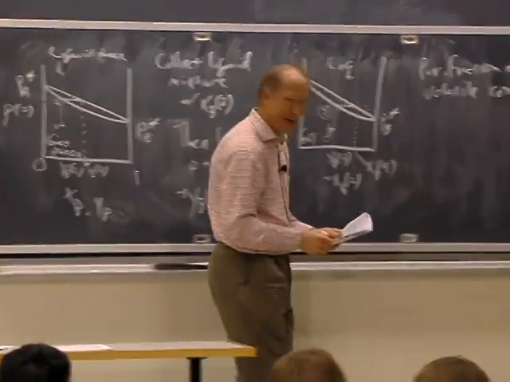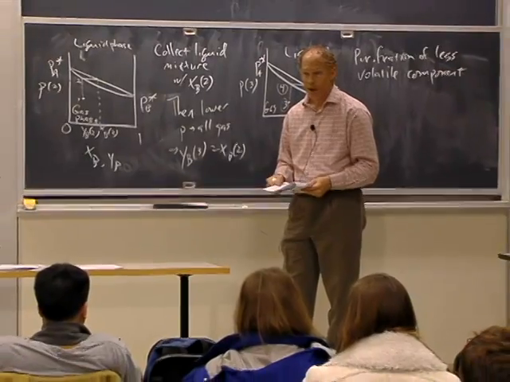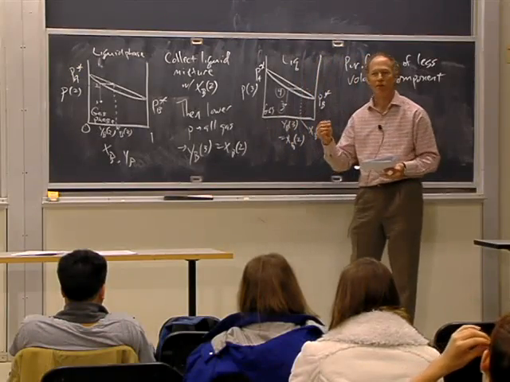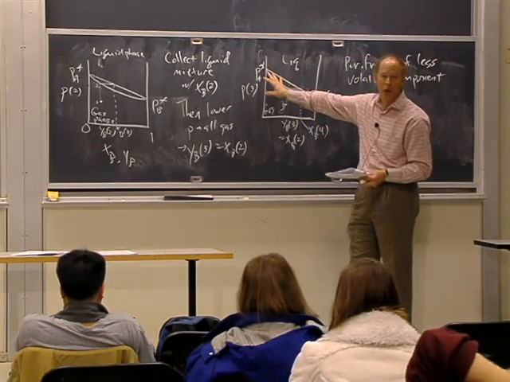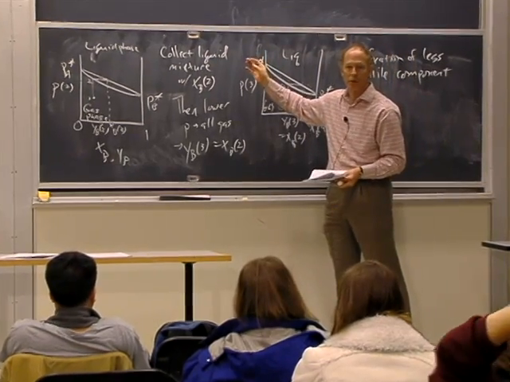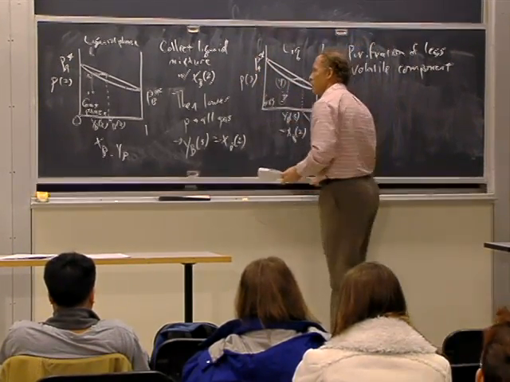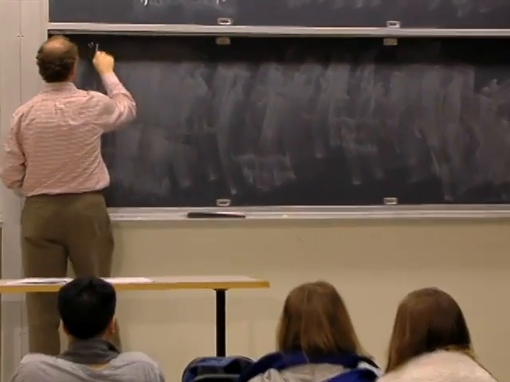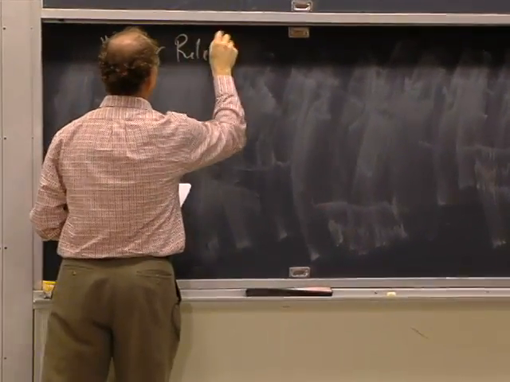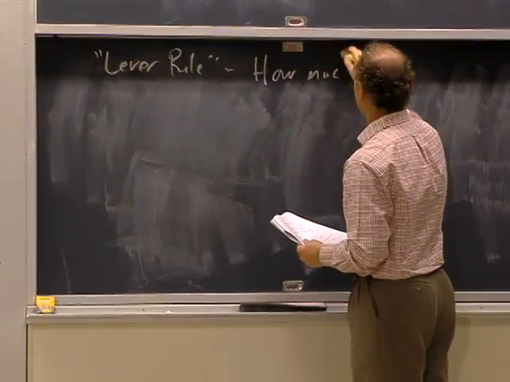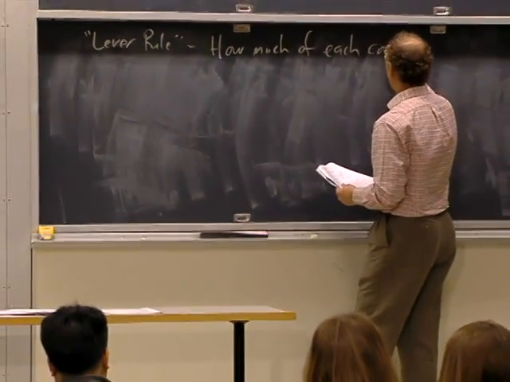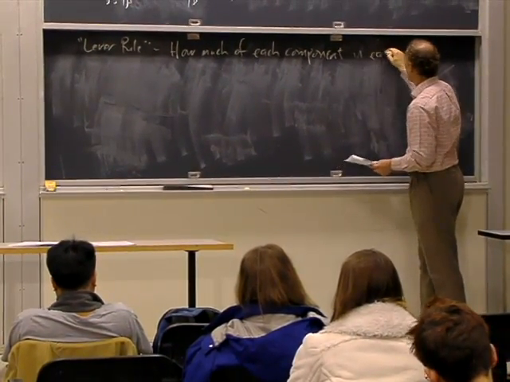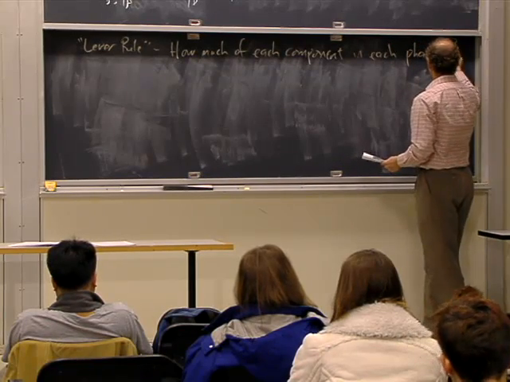Well, that turns out to be reasonably straightforward to do, and so what I'll go through is a simple mathematical derivation, and it turns out that it allows you to just read right off the diagram how much of each material you're going to end up with. Okay? So here's what happens. This is something called the lever rule. How much of each component is there in each phase?